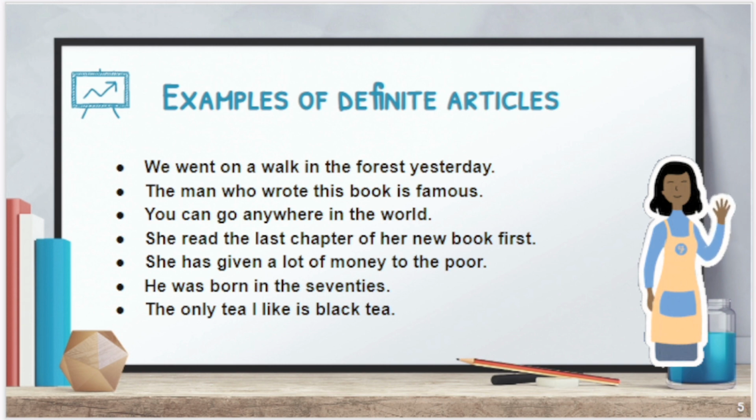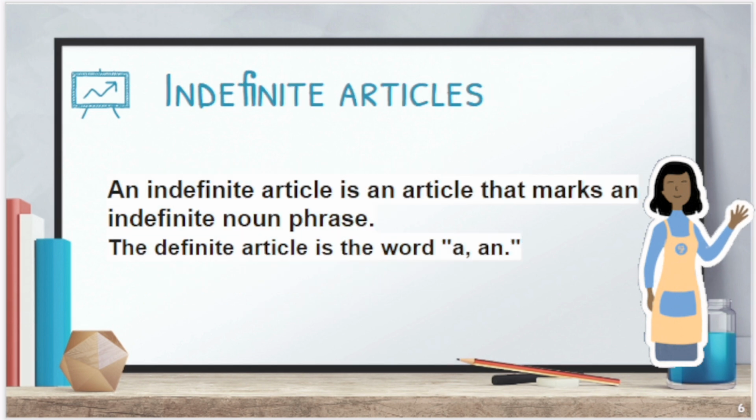Let's begin by looking at the definite article. This article is the word the and it refers directly to a specific noun or group of nouns. Now I will discuss the indefinite article. An indefinite article is an article that marks an indefinite noun phrase. The indefinite articles are a and an. A is used with consonant words and an is used with vowel sounds.